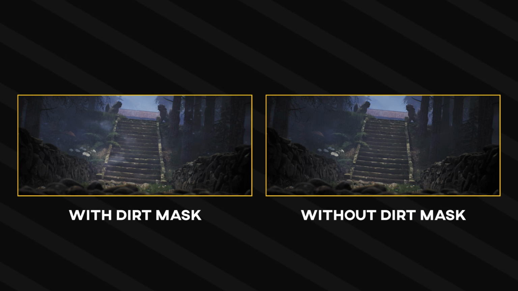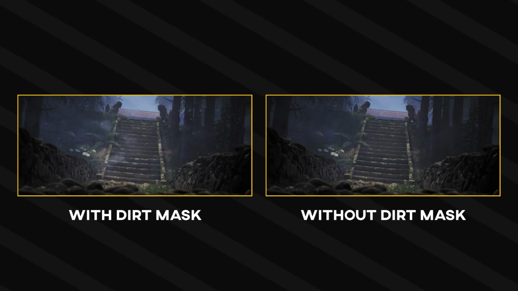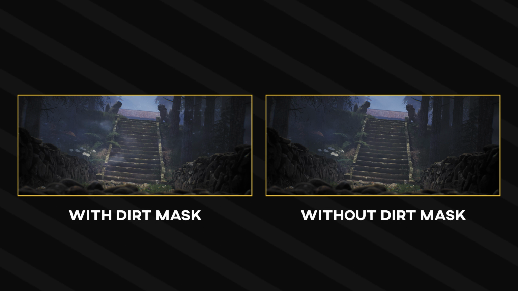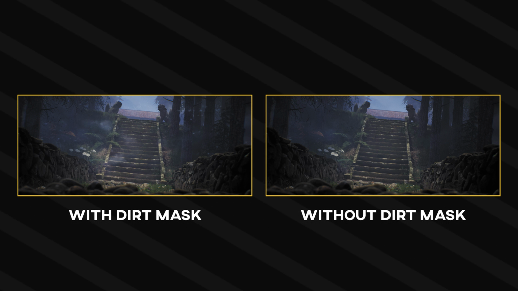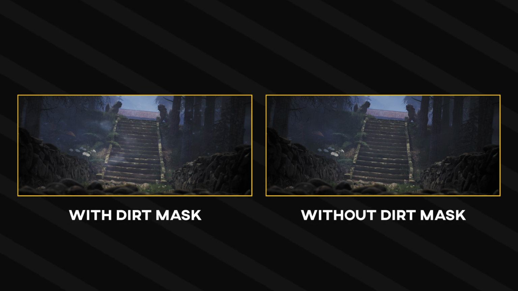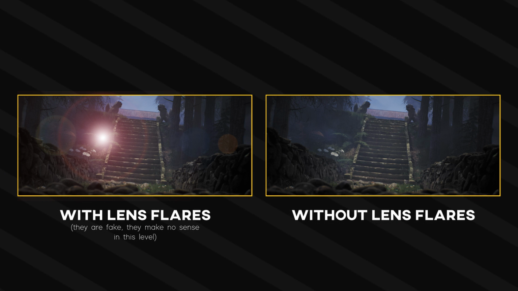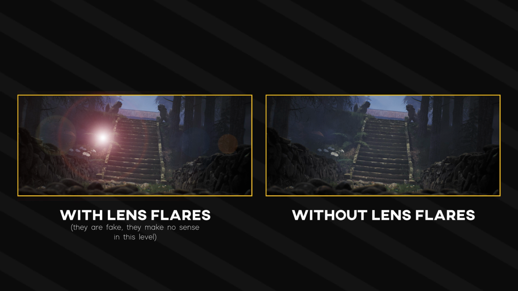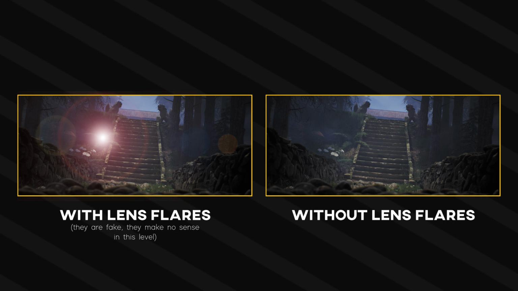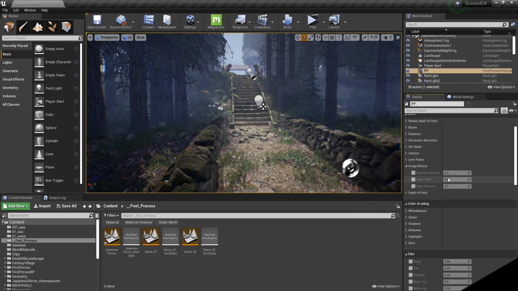The dirt mask is an effect that can be used to create a worse camera look, more impressive HDR effect or camera imperfection. I'm going to skip this effect as it requires bloom, something that I'm not using. The lens flares effect is kind of hard to explain, but you can see it on the screen. I'm also going to skip this one because there is no direct light source that can produce lens flares. Let's go to image effects.